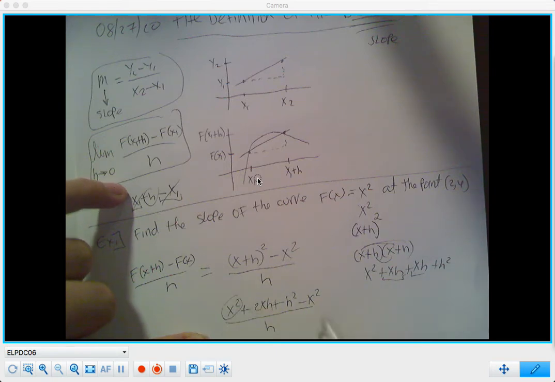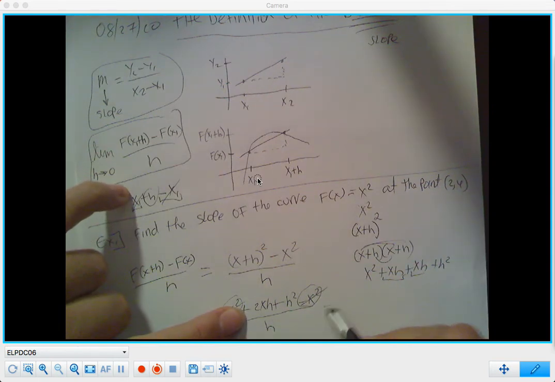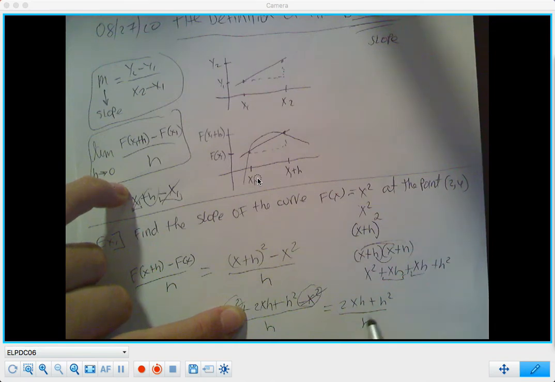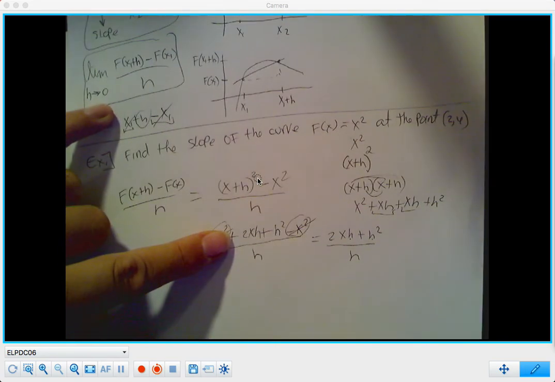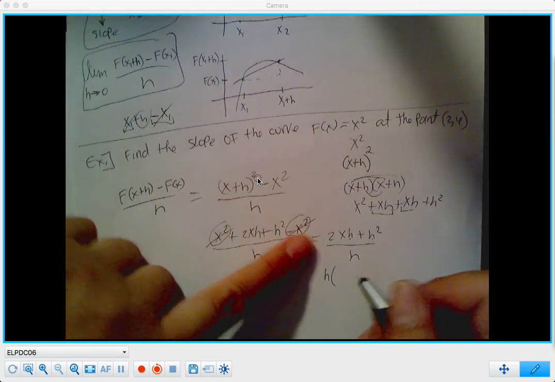Look, you have an x squared, you have a negative x squared, positive and negative, they cancel out. Now you have 2xh plus h squared over h. So here I have an h and I have another h here that I can take out. So can you guys see? Yeah. So I'm gonna say h and then whatever I have inside.